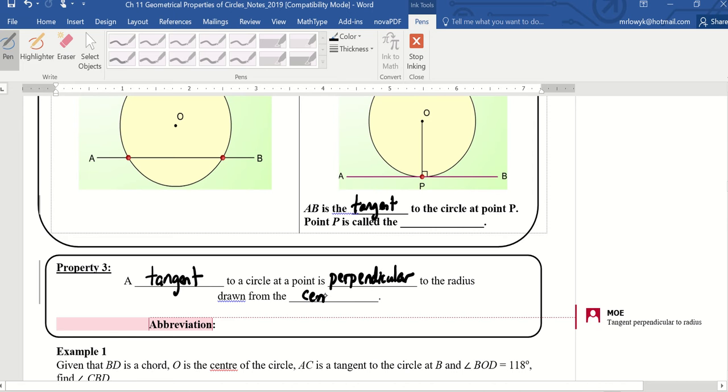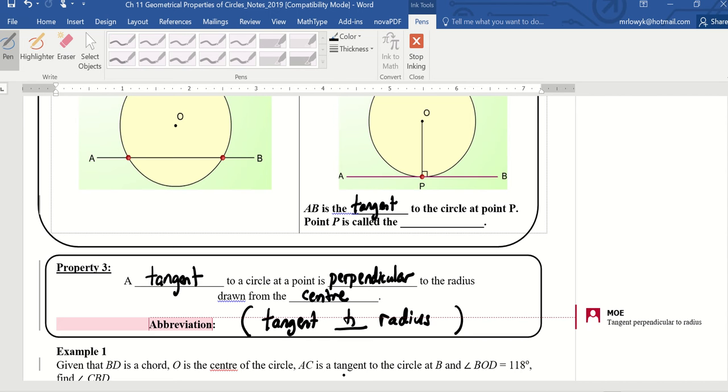This is a very useful property. Many times you see this in O-level questions. The first two properties not so, but this one is extremely common. So this one you want to write down: tangent perpendicular to radius. So in a question you often will see a tangent, you see a radius, but they don't tell you it's 90 degrees. You have to deduce it's 90 degrees.